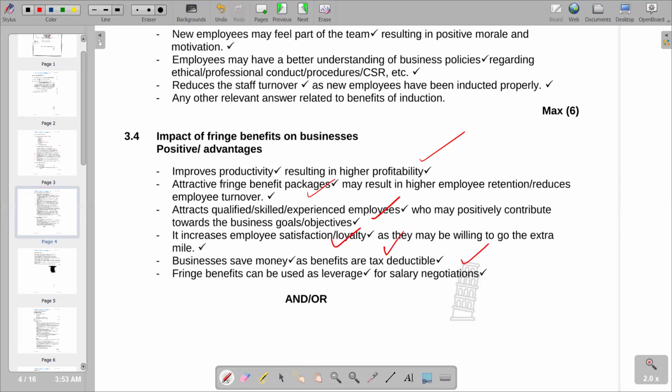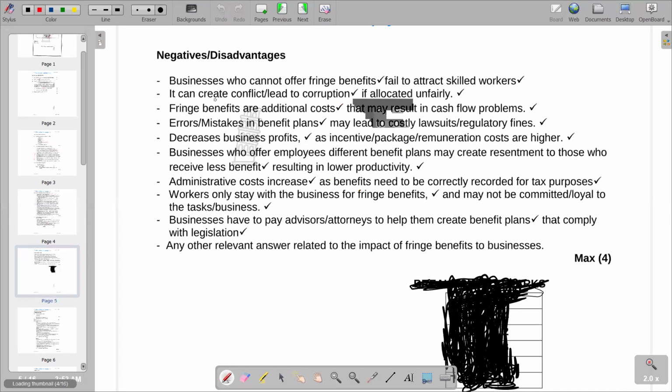But remember, I was saying, our question is saying evaluate. So we are going to look at the other side, or on the other hand, whereby we are now looking at negatives or disadvantages. So going to the last part, negatives or disadvantages of fringe benefits, you see that the first point is saying businesses who cannot offer fringe benefits fail to attract skilled workers, which is very, very clear.